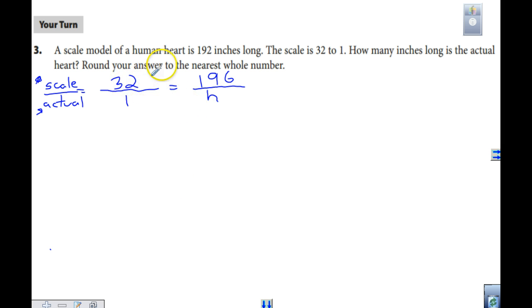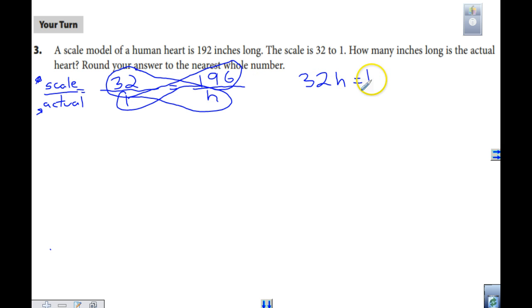Now, when you have the variable on the bottom, here's a faster way of solving it. Cross multiply. So 32 times h, 32h. And then 1 times 196 is just 196. And then we can divide. Answer comes out to 6.125. Is that the answer?